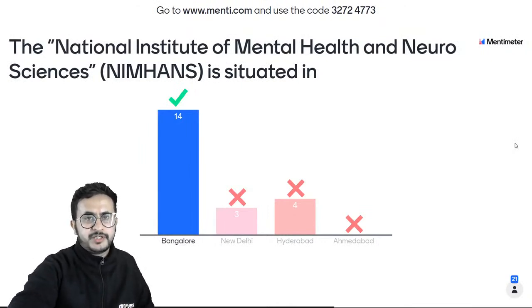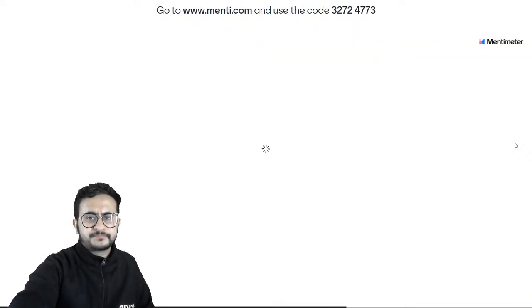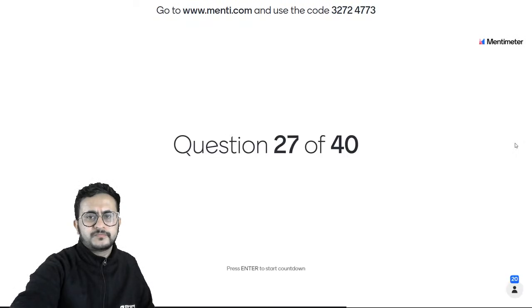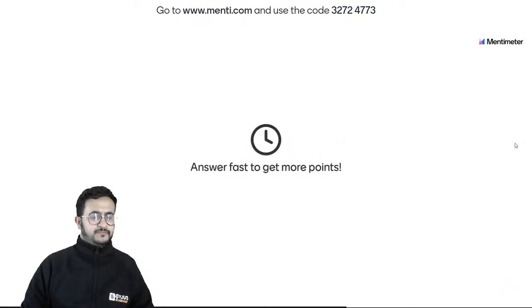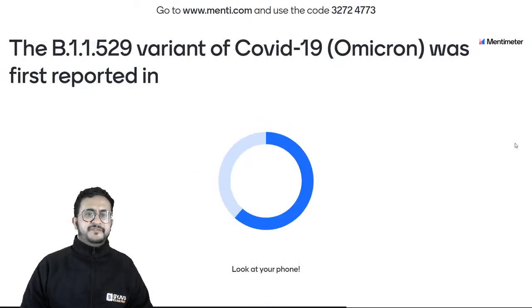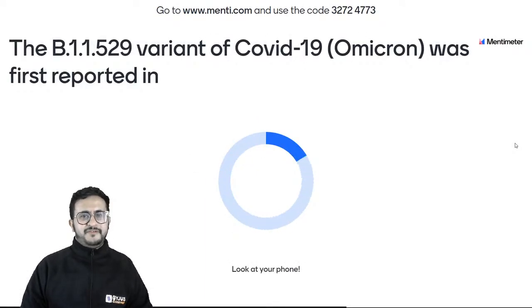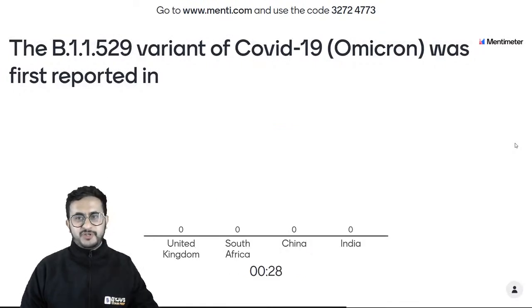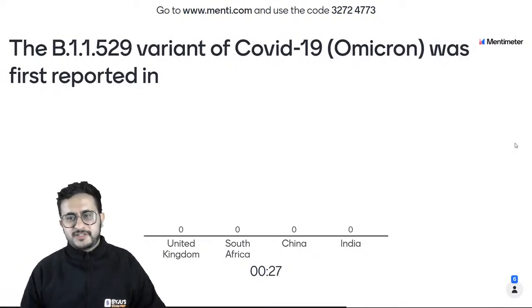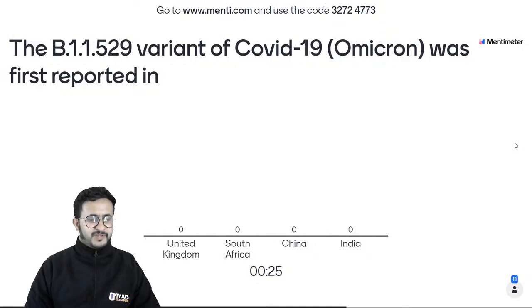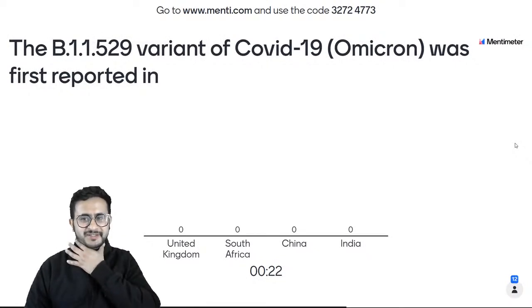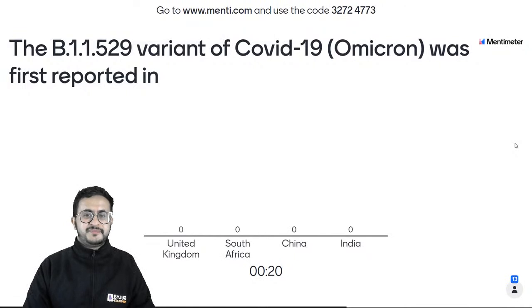So it is situated in Bangalore. The B.1.1.529 variant of COVID-19, which is Omicron, was first reported in which country? I'm sure people would know this, right? United Kingdom, South Africa, China, or India?